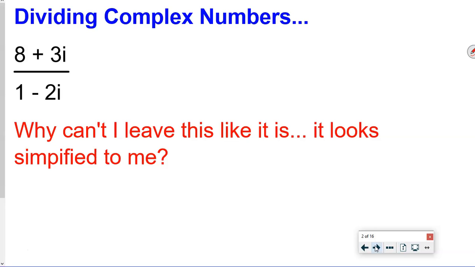So we've got 8 plus 3i up here, and we've got 1 minus 2i. Isn't this the square root of -1? I told y'all that you cannot have a radical in the denominator, right? That's why we have to simplify this more, because we have to get rid of the i that's in the denominator.